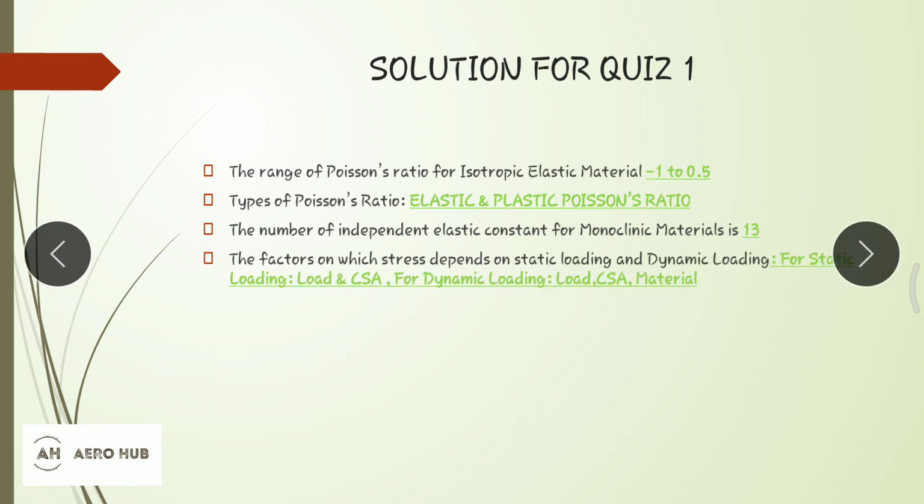The factors on which stress depends, for static loading and dynamic loading: for static loading, the state of stress depends upon load and cross-sectional area. For dynamic loading, it depends upon load, cross-sectional area, and material. Mild steel deforms more in plastic region. It is true. Mild steel deforms more in plastic region.